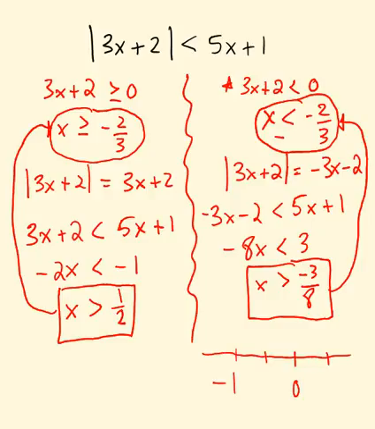Okay, x is less than negative 2 over 3. Here's negative 2 over 3 right there. And we're saying it's all these values less than that. Okay, x is greater than negative 3 over 8. Negative 3 over 8 is right here. And we're saying it's all these values. Well, they don't overlap. In other words, the solution we get doesn't work. So therefore, I don't count this solution. It doesn't work. And therefore, this is my only answer. x is greater than 1/2. And that's it.